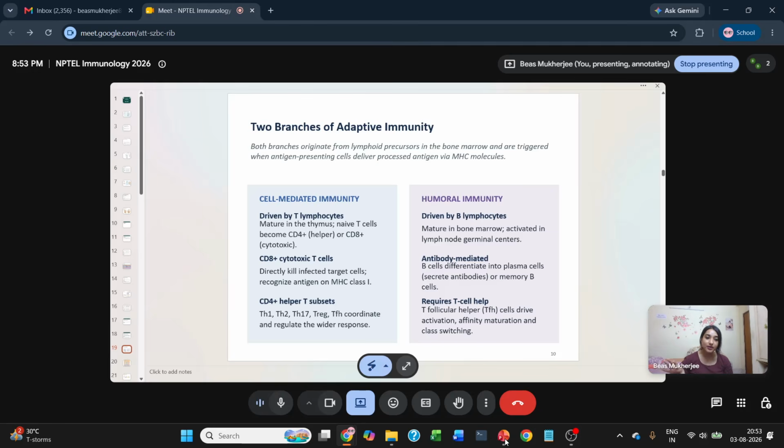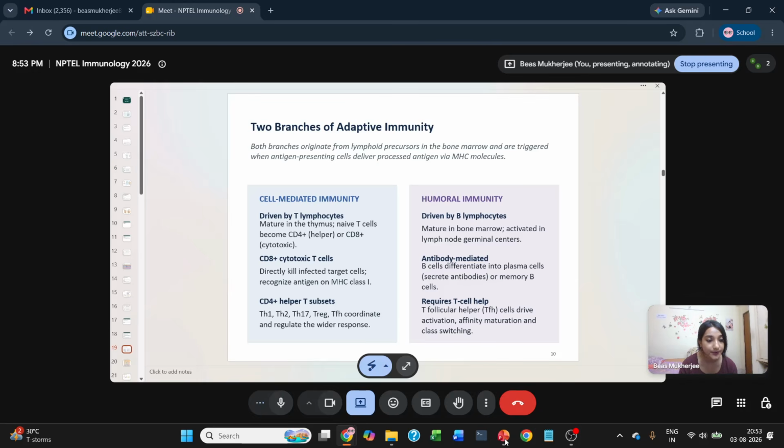Now cell mediated immunity is driven by the T lymphocytes. So cytotoxic T lymphocytes, helper T lymphocytes, and a wide variety of subsets of these helper T lymphocytes are involved in this one. Coming to humoral immunity, antibodies are involved in humoral immunity. It also requires help from the T cells, and that is how the two systems are basically linked.